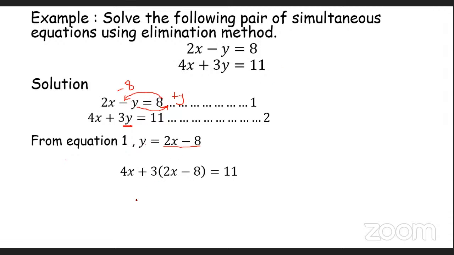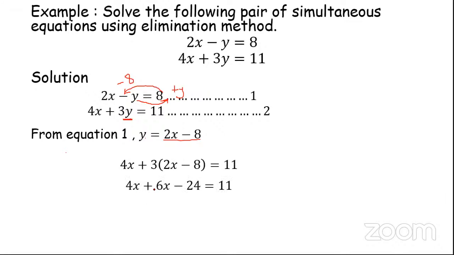So now, when we open brackets, that would be 4x plus 6x minus 24 is equal to 11. And then 4x plus 6x would give us 10x. So it would be 10x minus 24 is equal to 11. And then we transfer the 24 to the right hand side. So that would give us 10x is equal to 11 plus 24. So 11 plus 24 would give us 35.